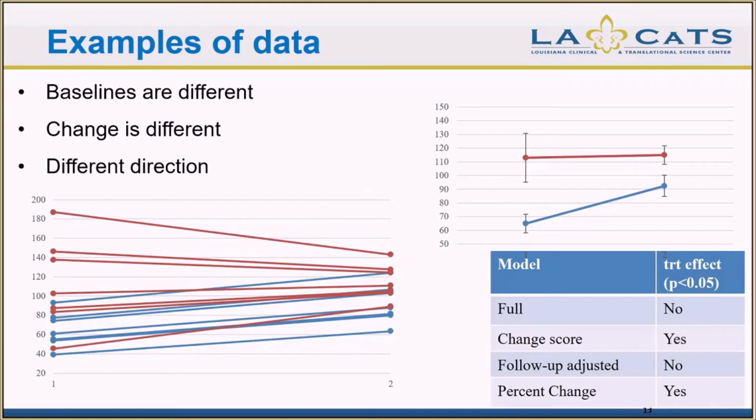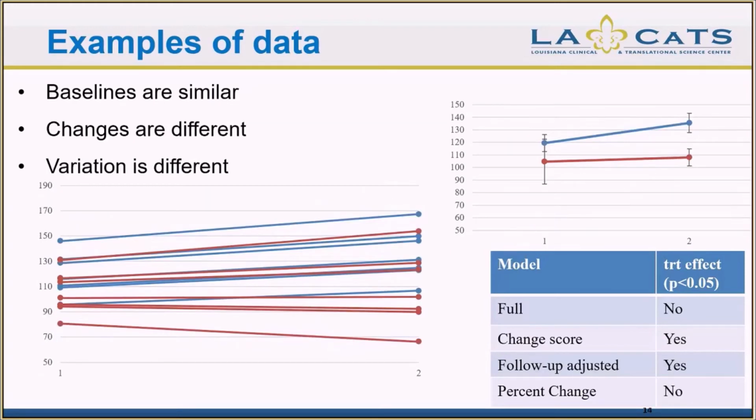If we use this model, we can see that the results show the change score and the percent change score do show significant differences in regards to treatment, but the full model and adjusted model do not. And that's because when you look at it, you can see that at the follow-up time point, they're much closer in relation to each other than at the beginning. That's why that full and that follow-up adjusted model are not picking up significant differences. Whereas with that change score, whether it be percent change or regular change, we do see large differences there. That's why we're picking them up.